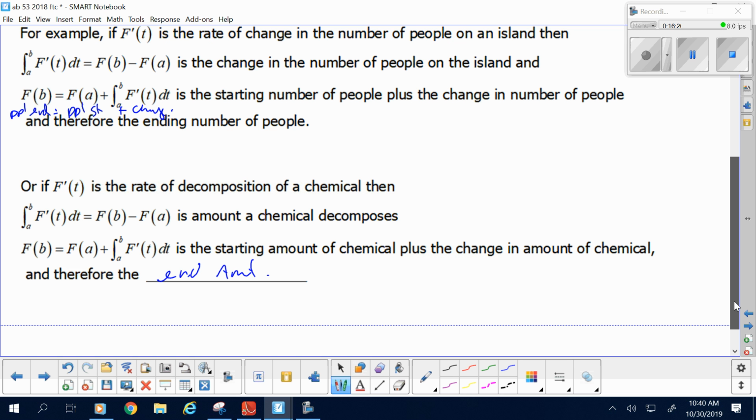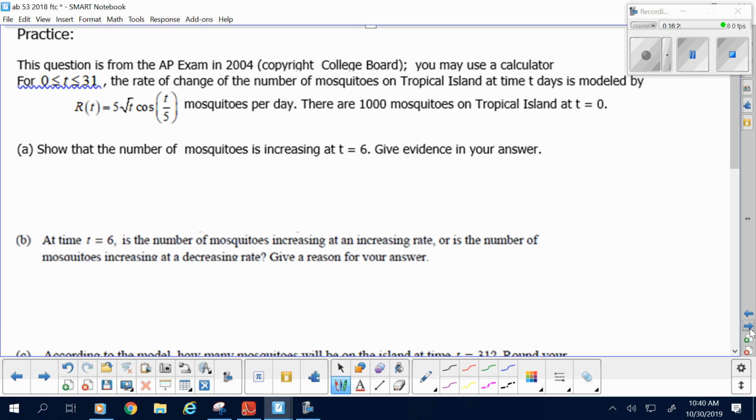Sure. All right, let's look at a problem. And I threw in tons of different pieces that represent all the possible questions here. This is from an AP exam in 2004, but it's fairly common. Not every year, but once every 2 years at least, depending on if it's single or double rate. But anyway, so you got this problem here, and it's calculator active. The time frame is from 0 to 31, and they give you a rate of change in the number of mosquitoes on a tropical island at time t days.